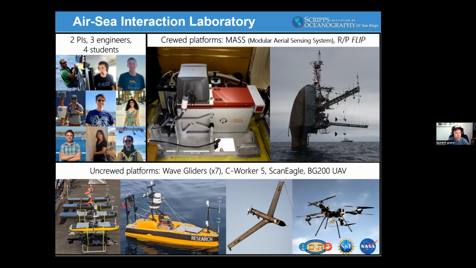We currently have a fleet of 7 Wave Gliders, 5 fully instrumented, and we just got 2 new ones that we still need to instrument. We also recently got a Seawalker 5, which is a diesel unmanned vehicle, about 5 meters long. And we also did some more UAV-type measurement with the Sky Eagle or the BG200. And all this work has been mostly possible through funding from ONR and also NSF and NASA.